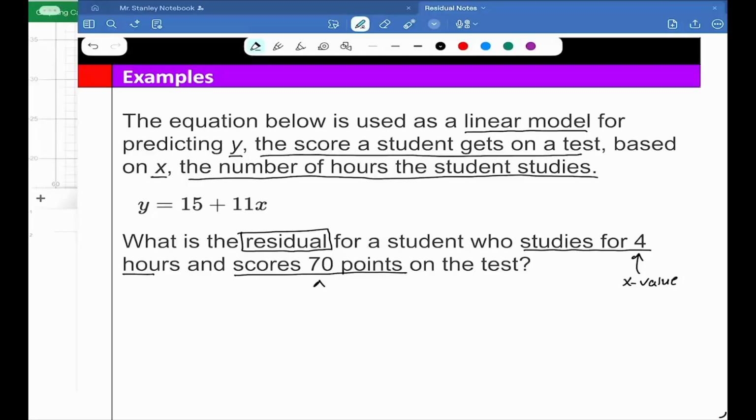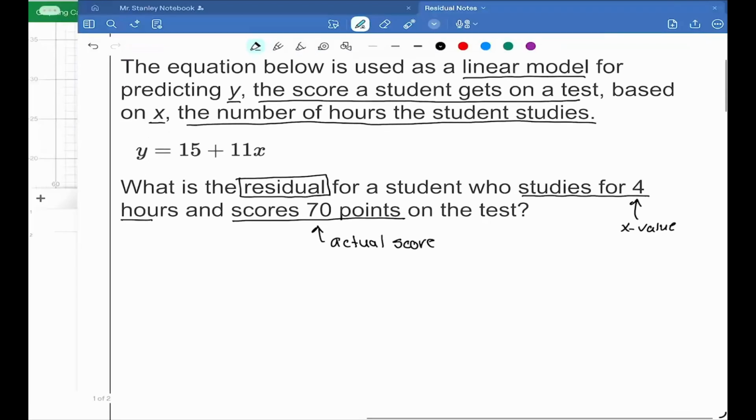The 70 in this one is the actual score that they made. So by it being the actual score, that's your actual value that we're going to need for the residual formula. Okay? But now we have to go find the predicted value.